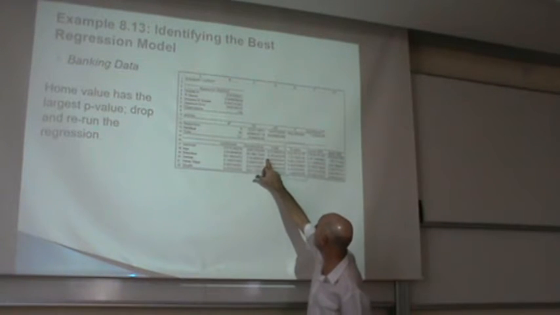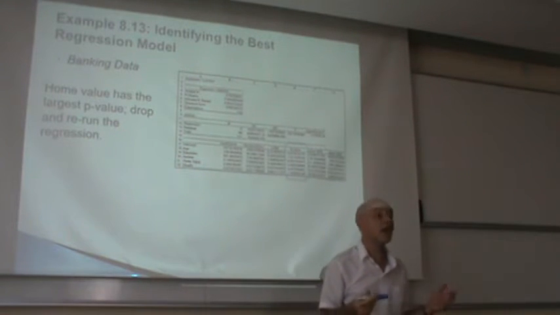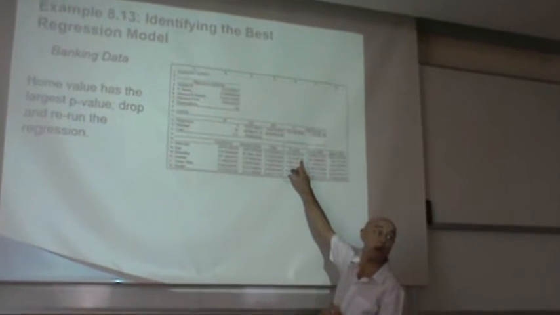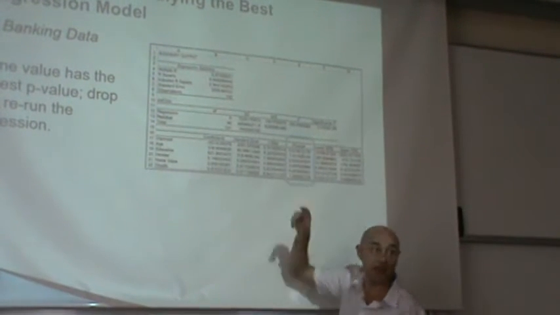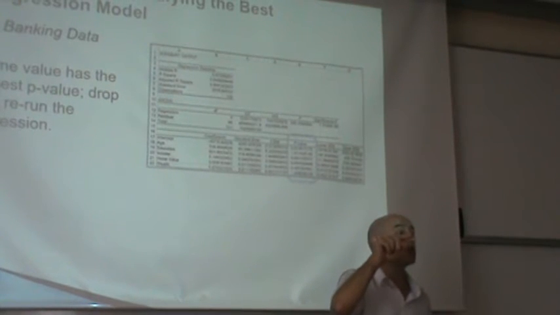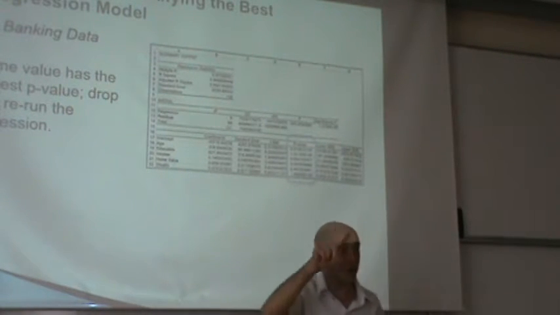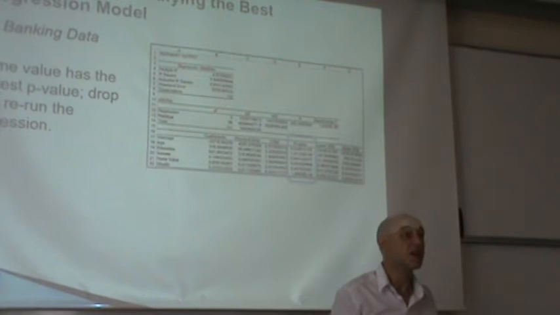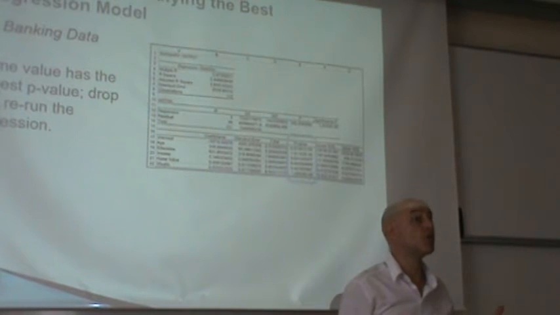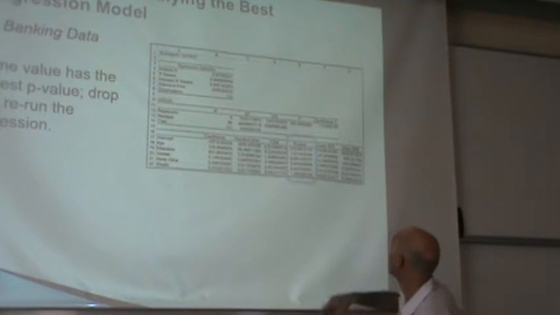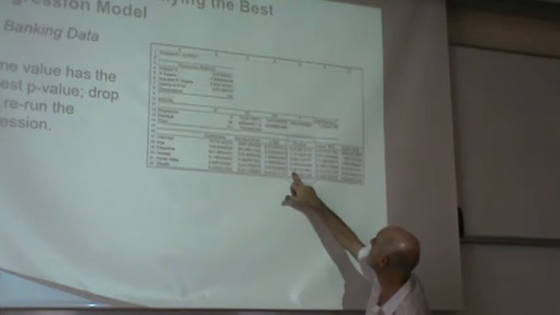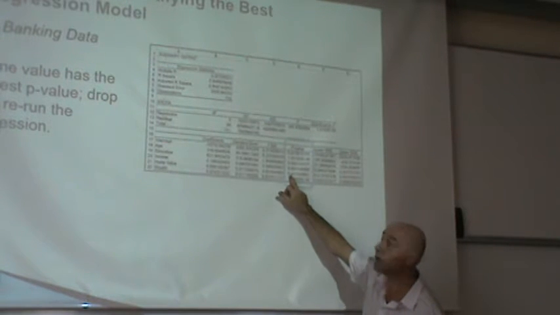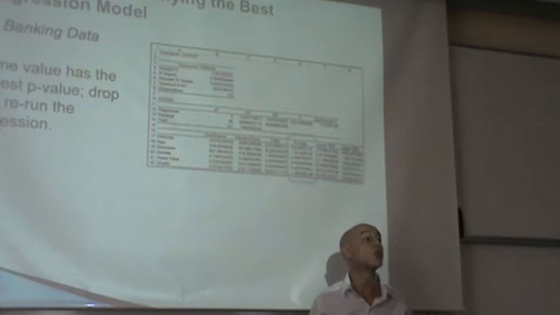Now, looking at this, 5.2 is very significant. You see it's 1 times 10 to the power of minus 6. This means that this is equivalent to 0.000005, very significant. So now the question is, should we drop a variable? Answer: you look at the highest p-value, which is 0.4. This is the one to drop, home value. This is the one to drop, and you rerun again.